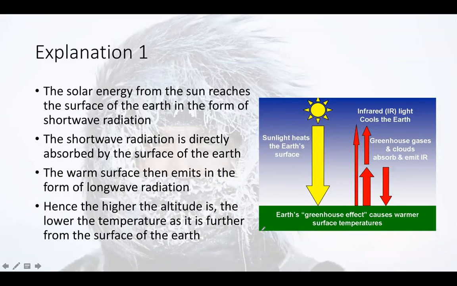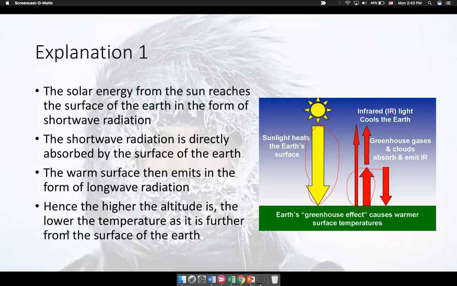First explanation why: the solar energy from the sun reaches the surface of the earth in the form of short-wave radiation, as you can see over here. Now, as the earth itself absorbs some of this short-wave radiation, it will then emit it in the form of long-wave radiation, as you see over here. As this long-wave radiation comes out, it will heat up the areas nearby.